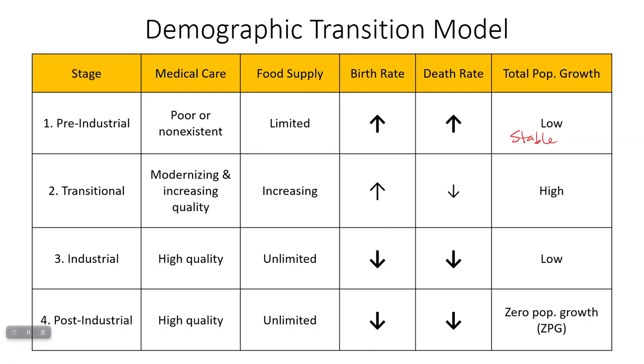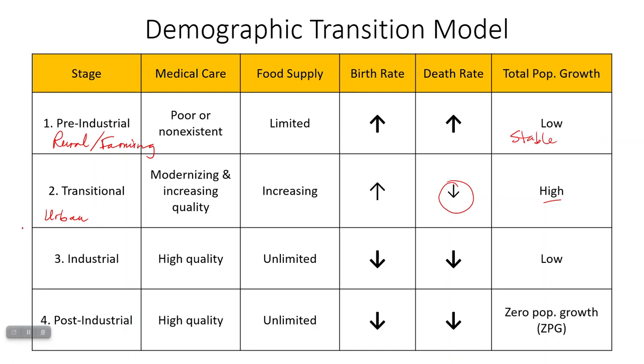Now, as you transition into an industrialized society, by the way, pre-industrial is mostly people living in rural areas, farming, that kind of society. In the transitional stage, you have more people moving to urban environments, living in cities. You have increasing quality of medical care, which decreases your death rate. You have an increased food supply, which allows your birth rate to stay high. And because you have a lower death rate and a still high birth rate, you're going to have a high rate of population growth. This is where you're going to see a lot of countries having a large amount of population growth.